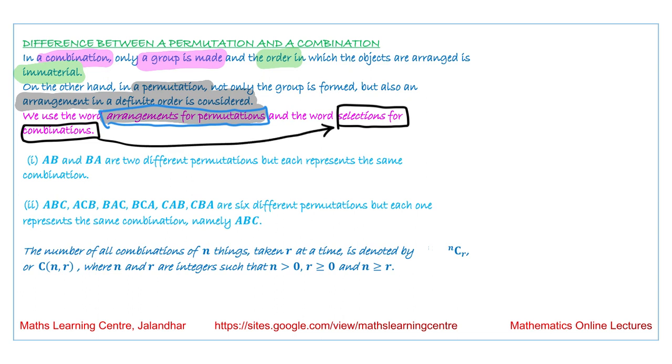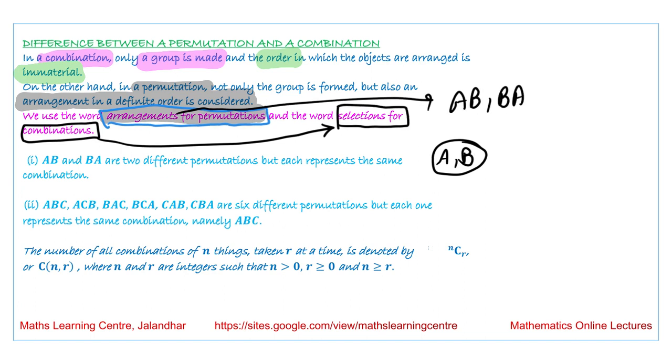So AB and BA are two different permutations but each represents the same combination, that is, we have selected A and B. When we talk about arrangement, AB and BA are two different arrangements.